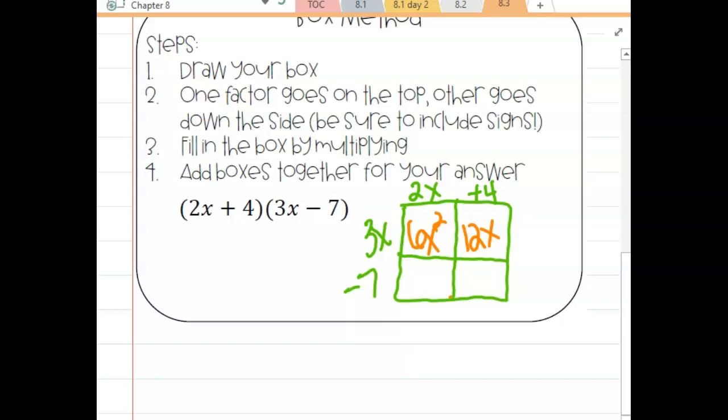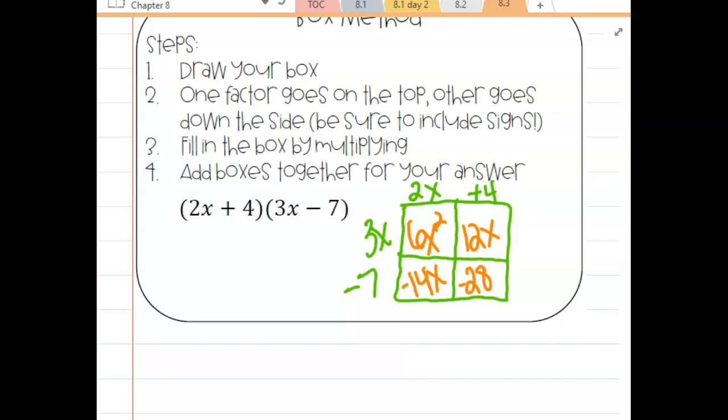To fill in this box, you're going to take 2x times a negative 7. See where the signs are important? So 2x times negative 7 is a negative 14x. And then for the last box, you're going to multiply negative 7 by a positive 4. So negative 7 times positive 4 is negative 28.